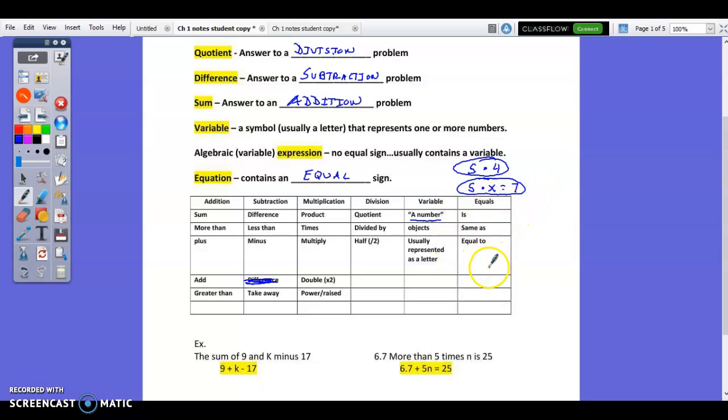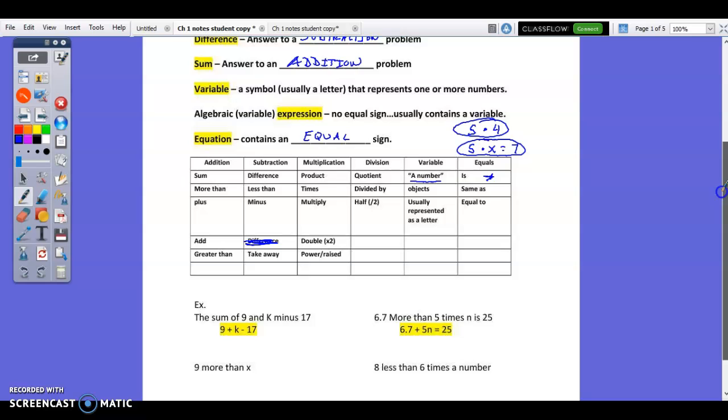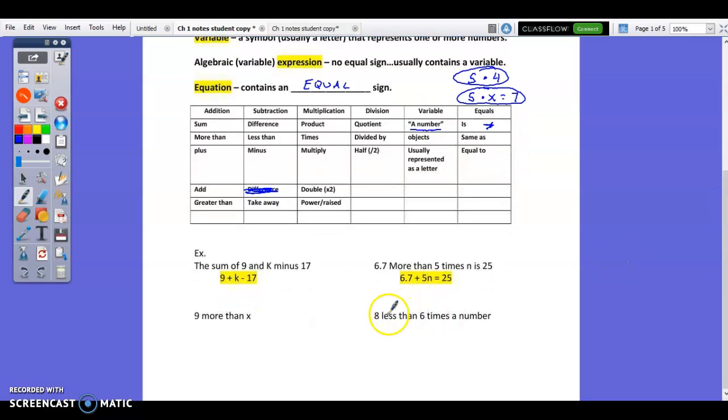Okay, so then for equals, if you're setting up an equation with words, a lot of times "is" is the most popular one. So 5 times a number is 7. Is would represent equals in that question. Same as, equal to, sometimes it's obvious where the equal sign is, but "is" is the one that I think is the most commonly used. Okay, so how do we put this into practice? Well, we're going to take sentences and write them as expressions or equations.